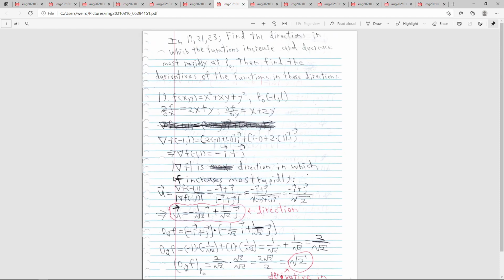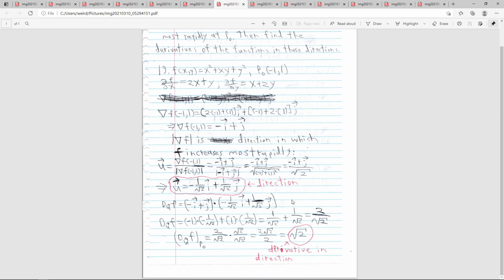So we make a unit vector out of the gradient here. You get negative 1 divided by square root of 2 i plus 1 over square root of 2 j. And that's the direction. Then the derivative in this direction is found by doing Duf, like before, with our unit vector and the original gradient, which through some manipulation you get to be square root of 2. Or 2 over square root of 2, which does the same thing. But what matters most is that's the first part.